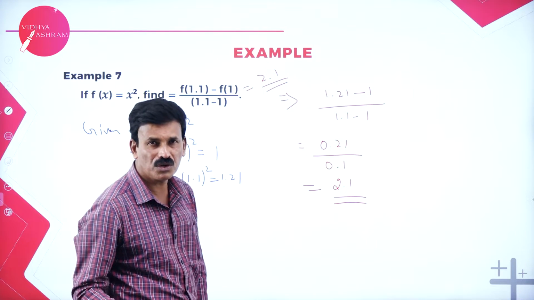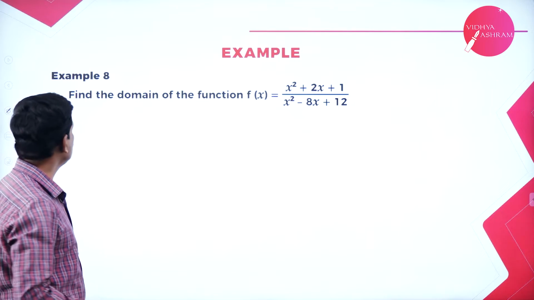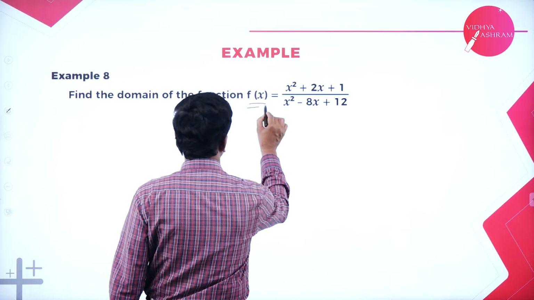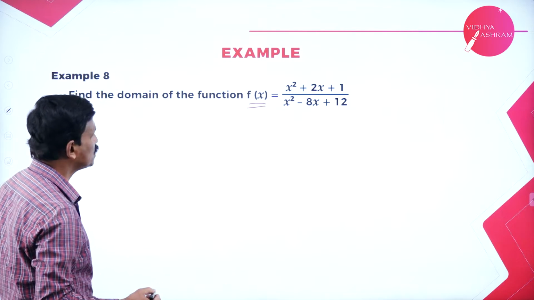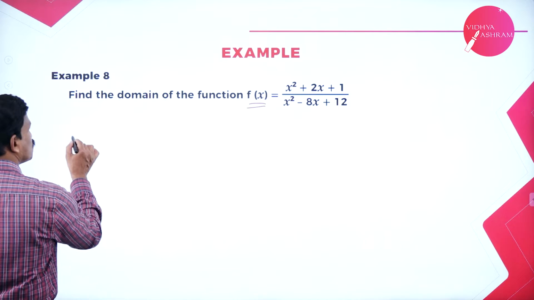That's it. Hope you followed. Okay. Now, let us come to the next problem. Same type of problem. What is the problem here given? Find the domain of the function, as in the previous problem. So, the domain of the function (x square plus 2x plus 1) divided by (x square minus 8x plus 21).